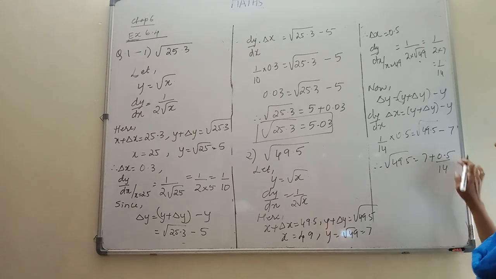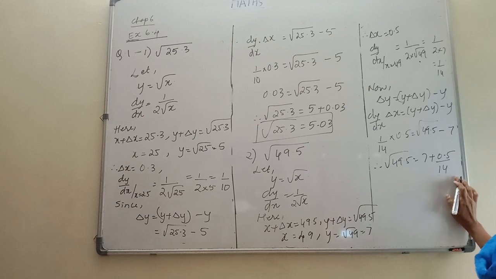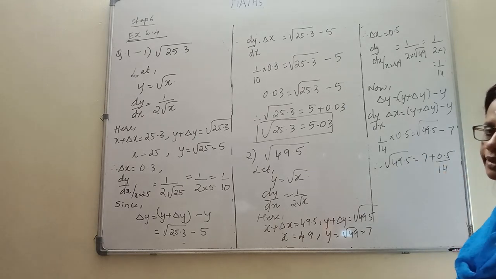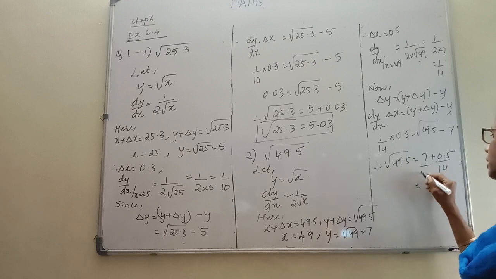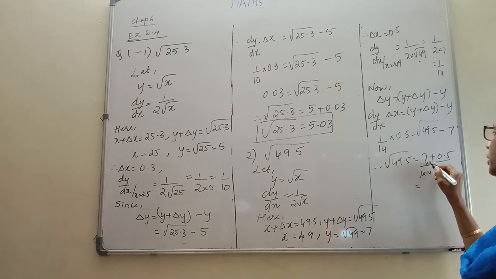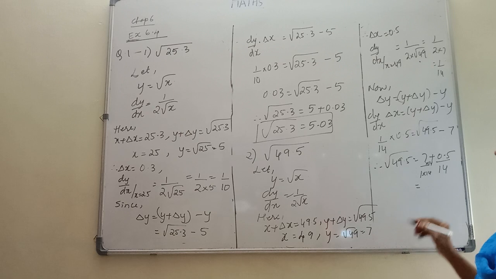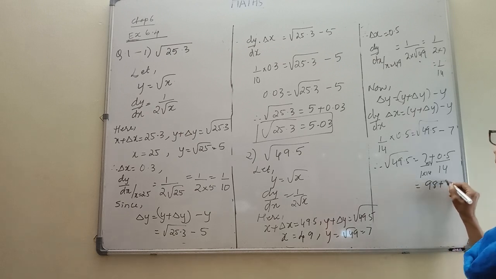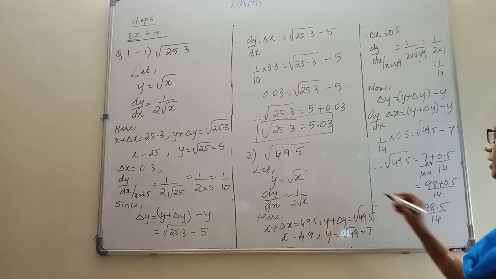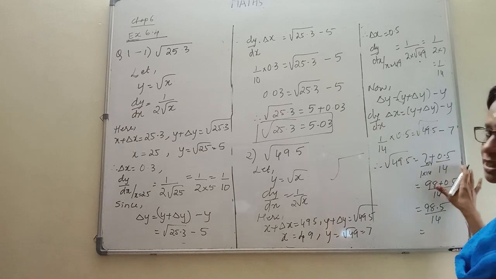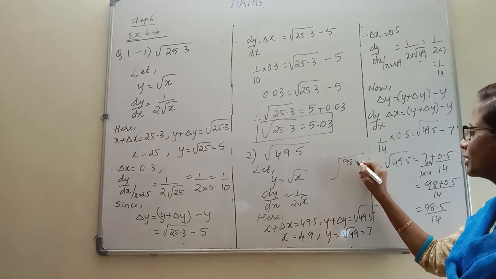Now either you convert this into decimal and add it, or you can equalize the denominators and add and then divide, whatever. That's one's own convenience. Maybe we'll equalize into 14. 14 into 7 is 98. So 98 plus 0.5 by 14, so 98.5 by 14. That's the answer, and we can quickly find it out. Since I don't have place here, I'll do my working here.